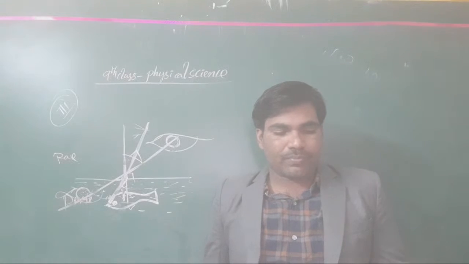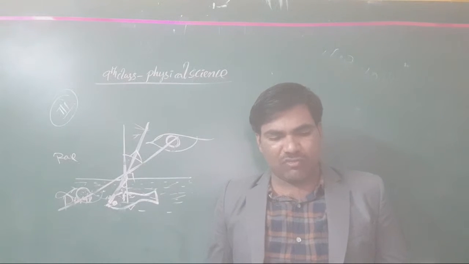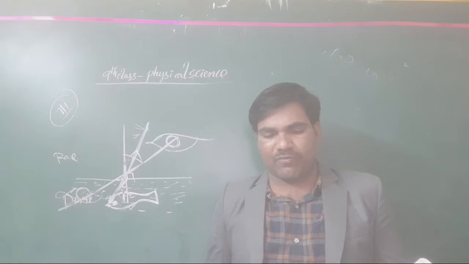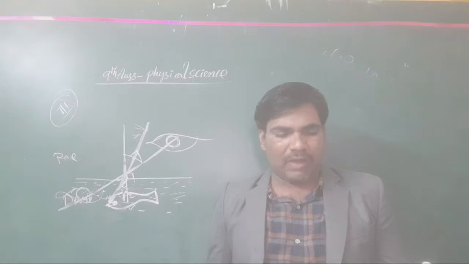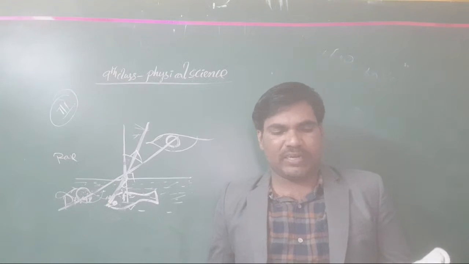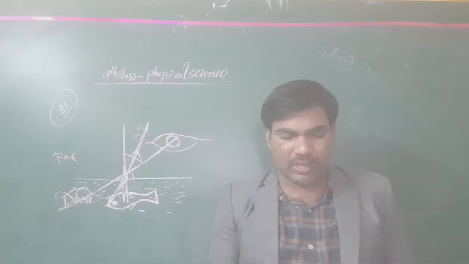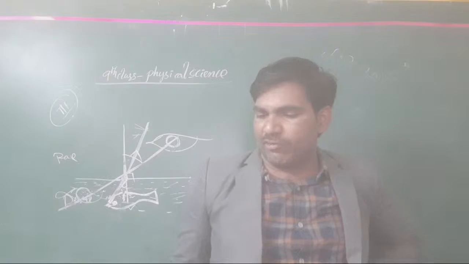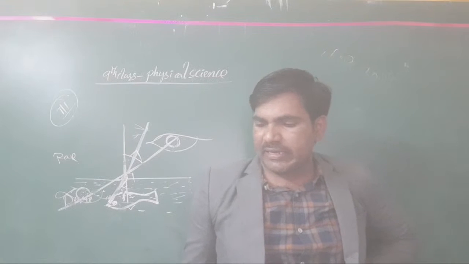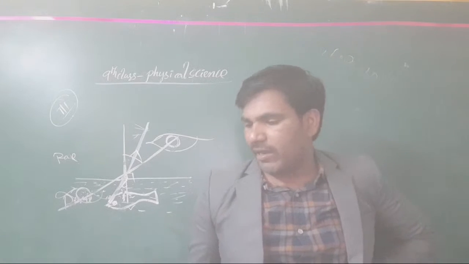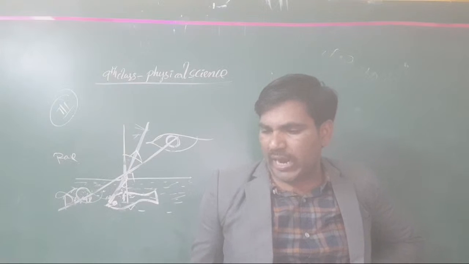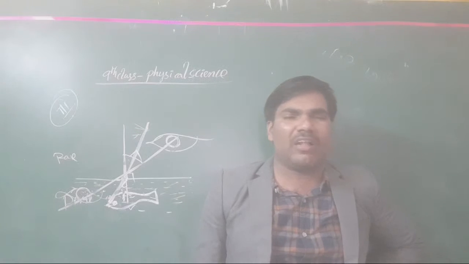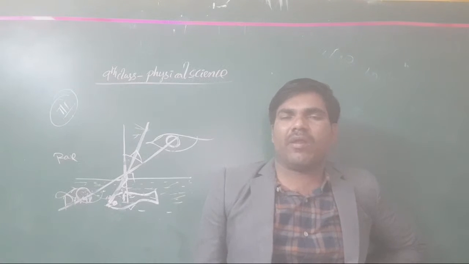And now explain why a test tube immersed at a certain angle in a tumbler of water appears to have a mirror surface for certain viewing positions. Okay, clear or not, all the students? Once again I repeat the question. Explain why a test tube immersed at a certain angle in a tumbler of water appears to have a mirror surface for certain viewing positions. This is also the same thing. Okay, clear or not, all the students?